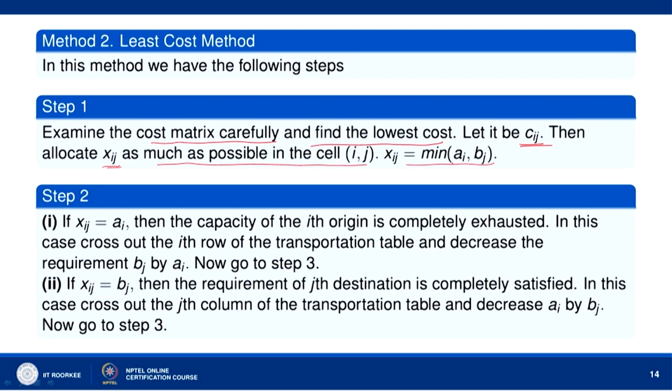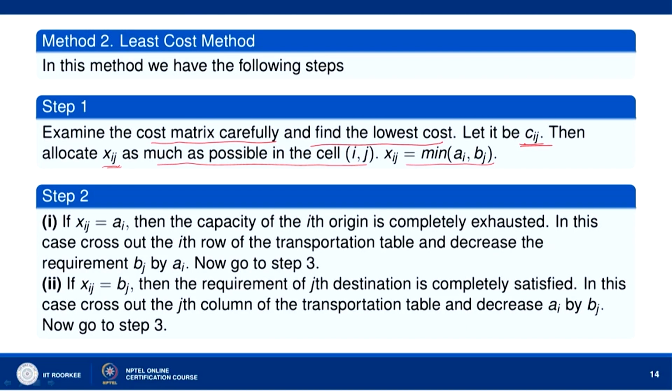Because Ai is the amount available at the ith source and Bj is the amount required at the jth destination, the minimum of Ai and Bj is the maximum value which we can allocate. So, the minimum of Ai and Bj will be Xij, that will be allocated to the ijth cell. Now, if Xij is equal to Ai, suppose Ai is less than Bj.